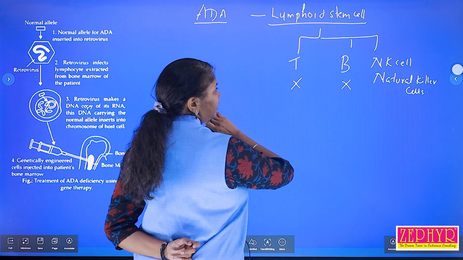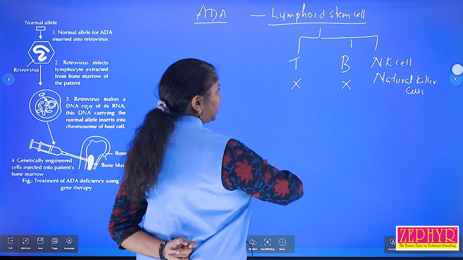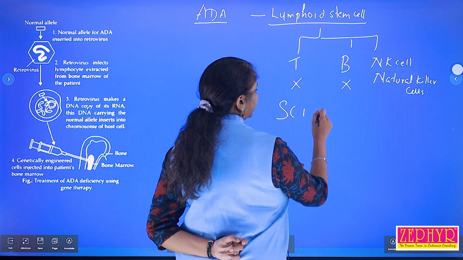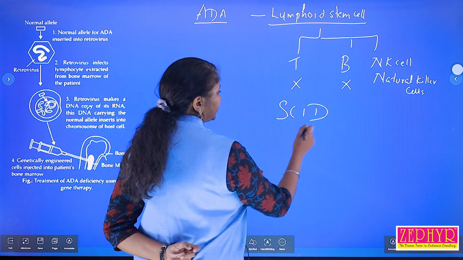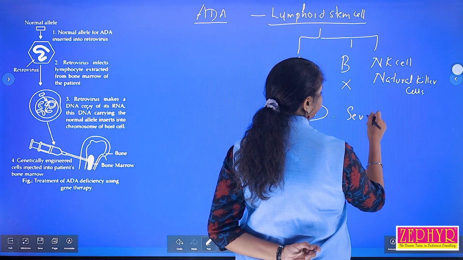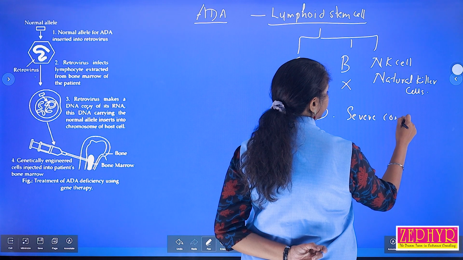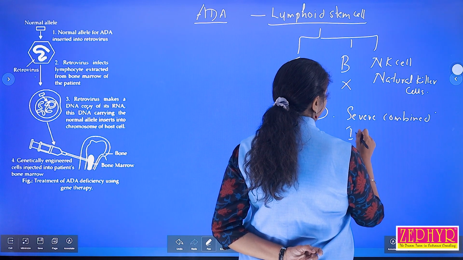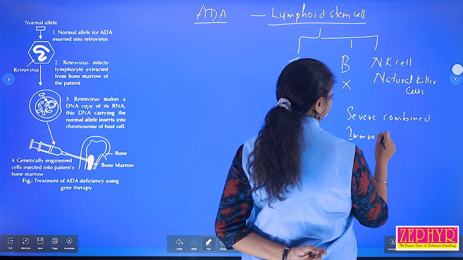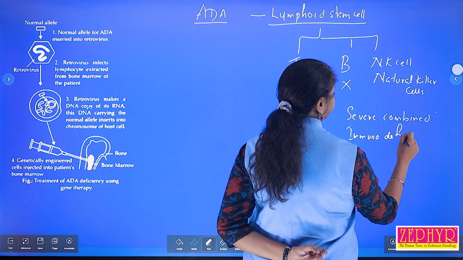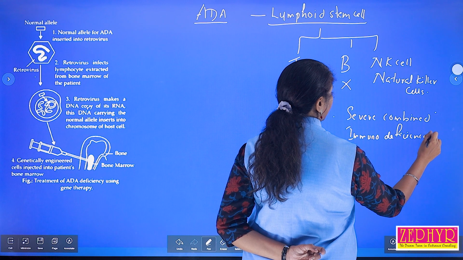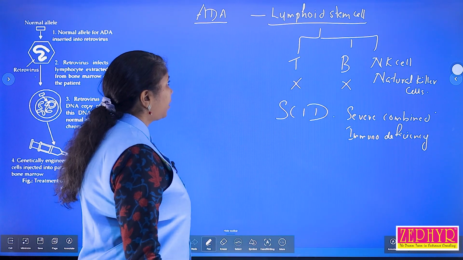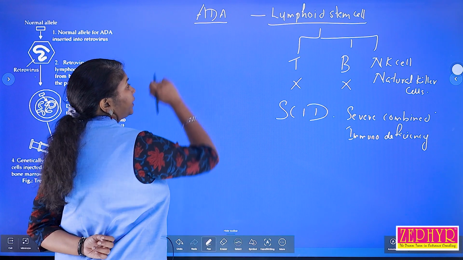Which means that there are no T lymphocytes, there are no B lymphocytes, which means that I'm having the disease which we call SCID, severe combined immunodeficiency. So if I have this, then the issue is how to cure this. I just have to supply the ADA, right?